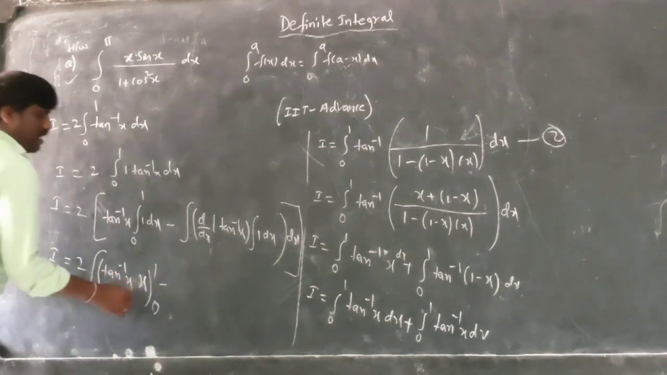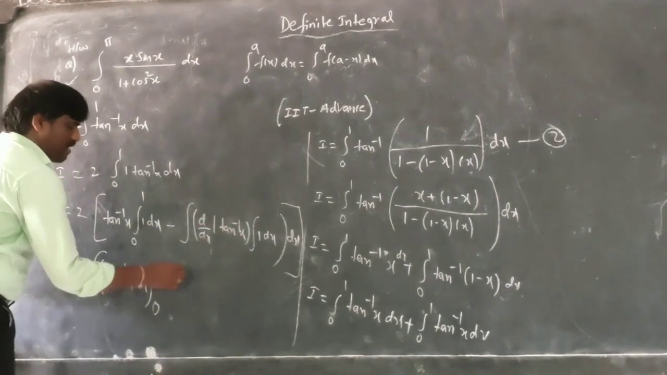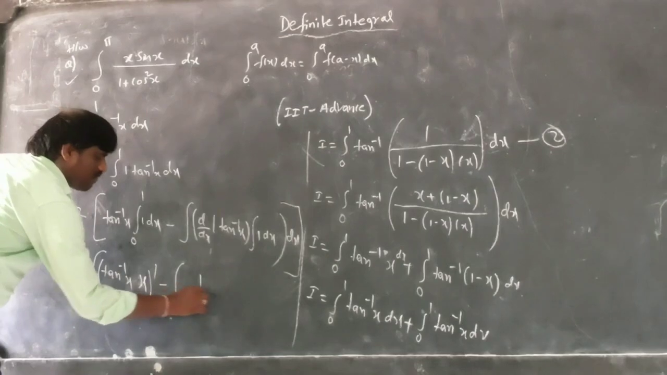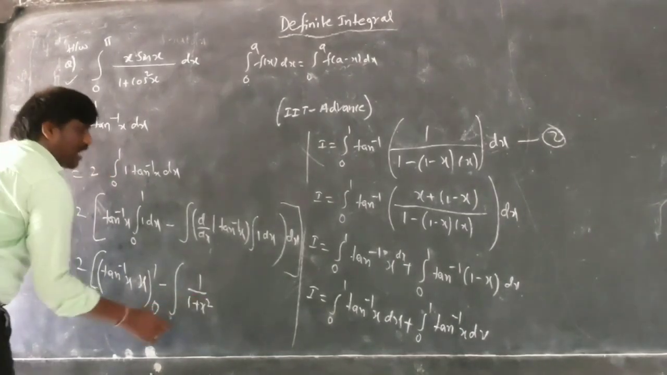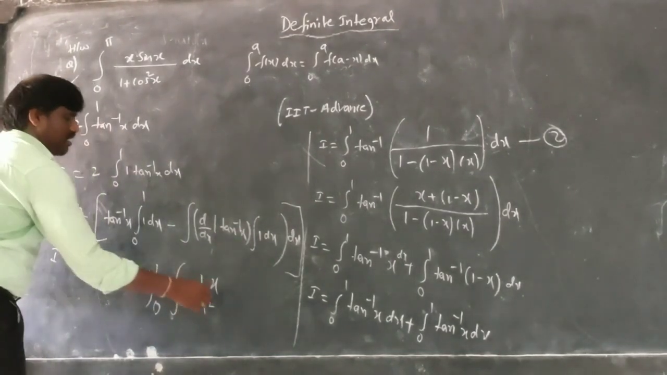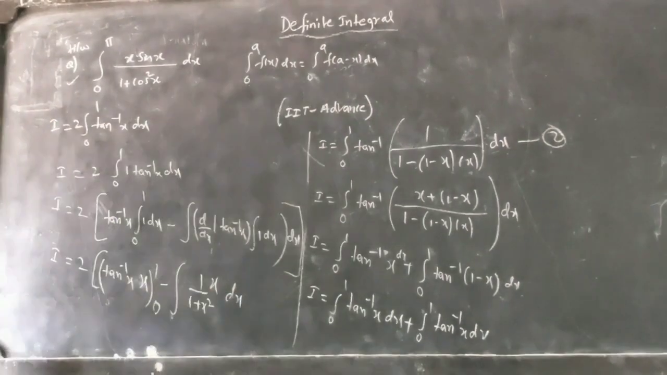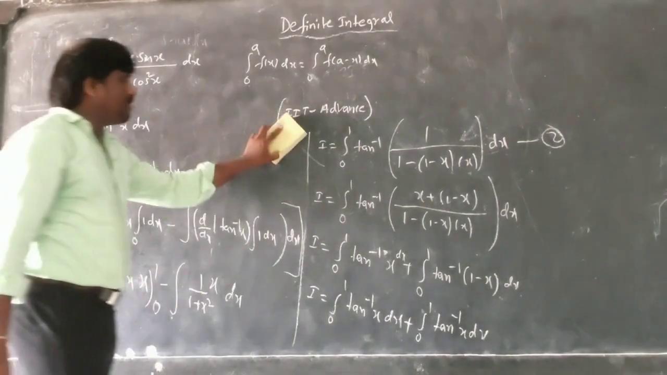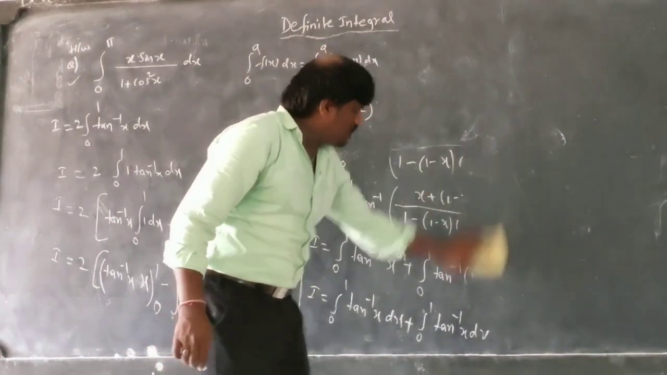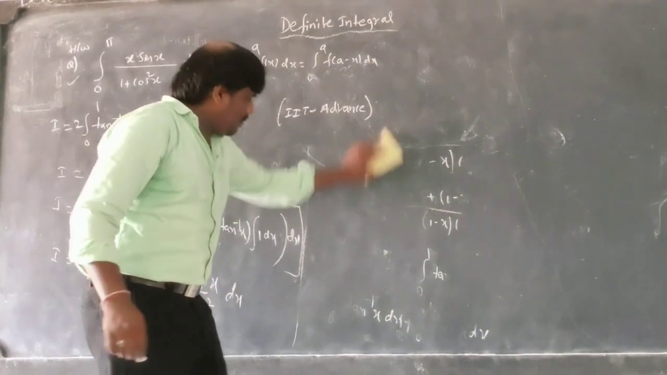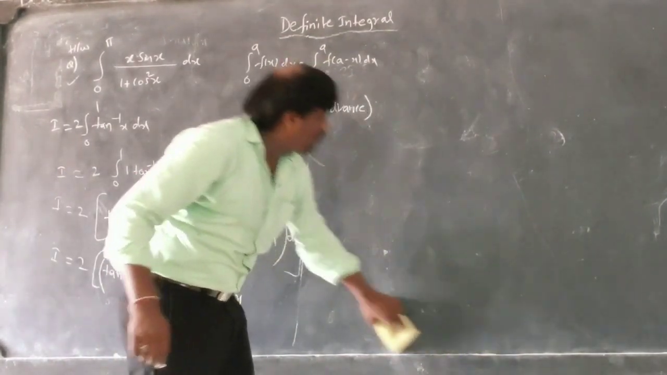So minus d by dx of tan inverse x, which is 1 upon 1 plus x square, and the integration of 1 is x, dx. Now you have to integrate this one. Hope you understand till this time. Next we can simplify further.